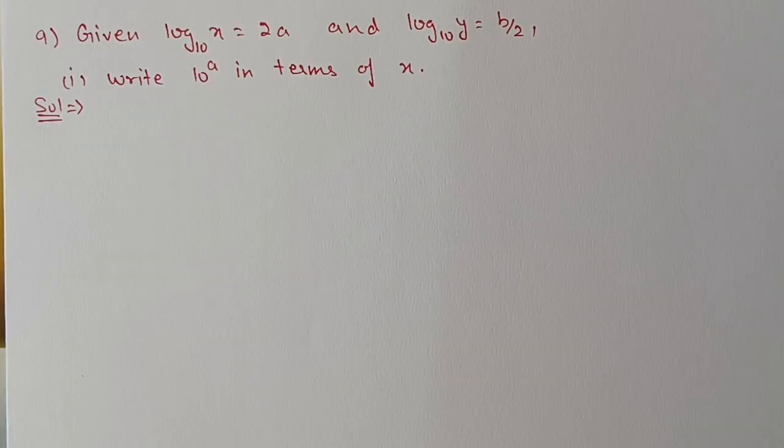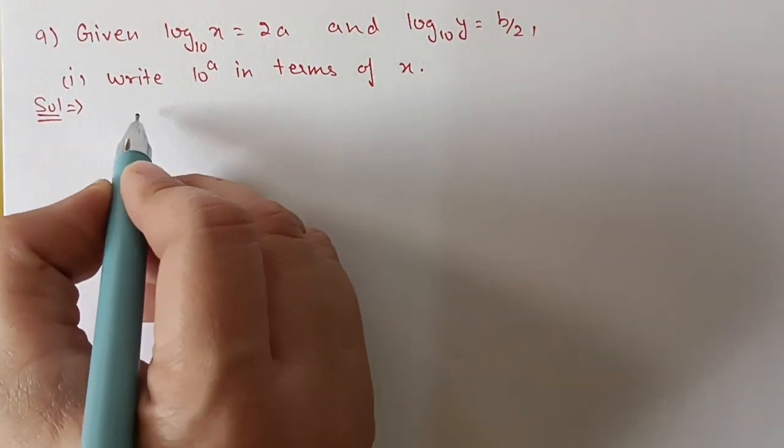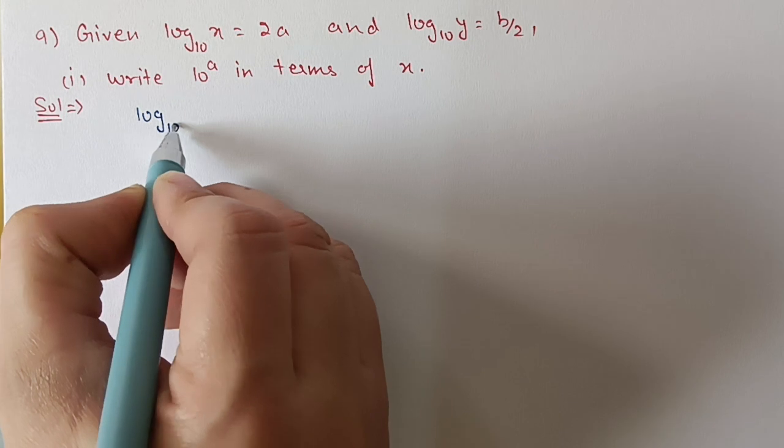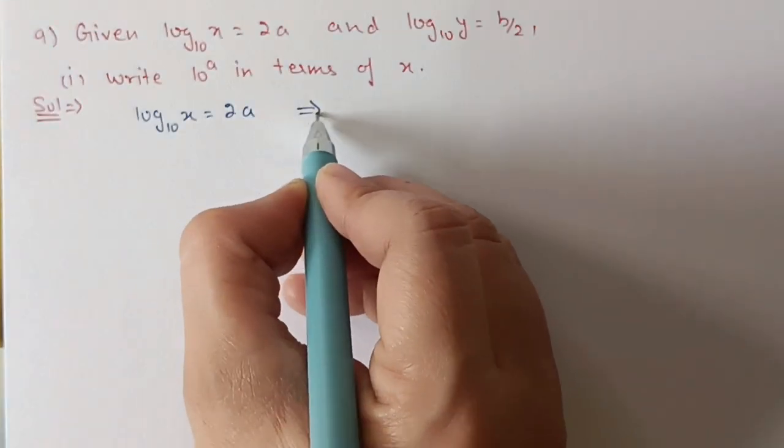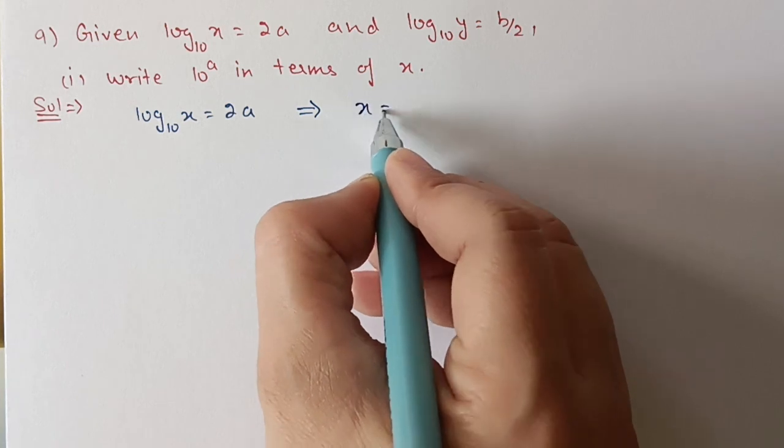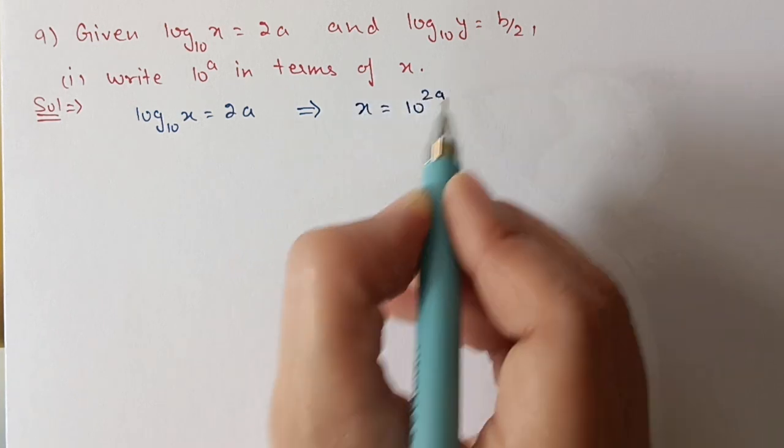Question number 9. Given log x is equal to 2a and log y is equal to b by 2. First part, write 10 to the power a in terms of x. So first we will start with this. Log x is given equal to 2a. So if we change into exponential form, it will be x is equal to 10 to the power 2a.